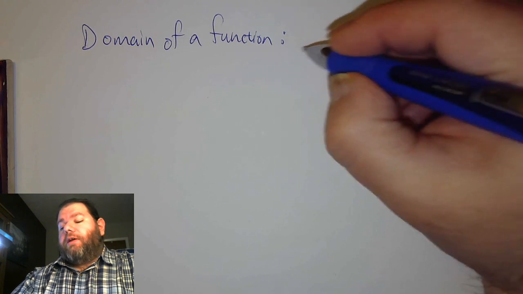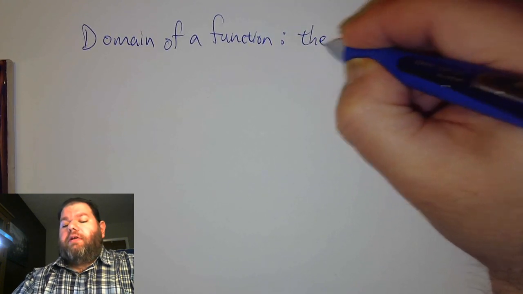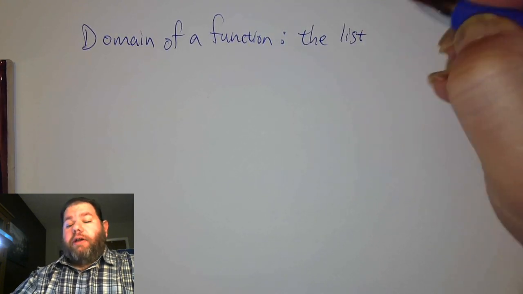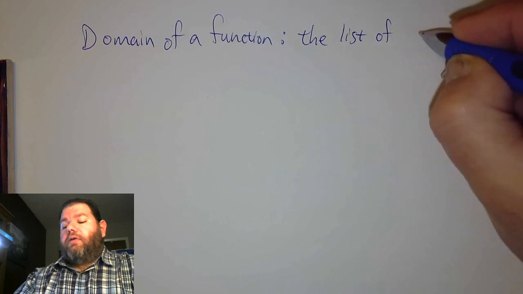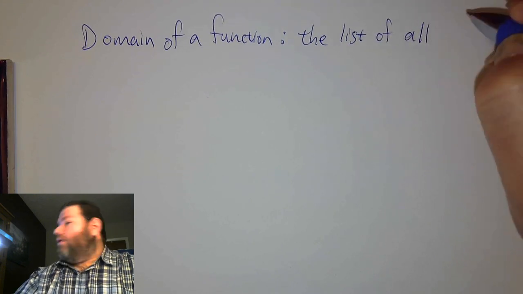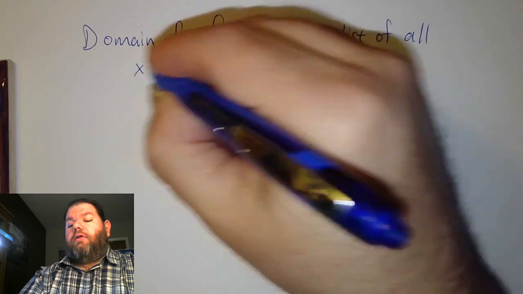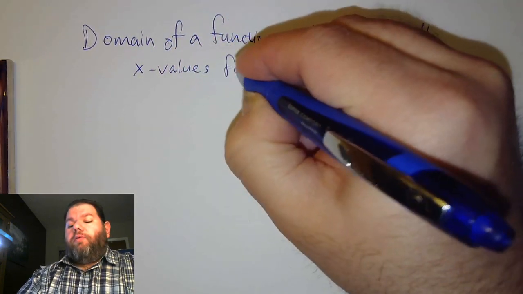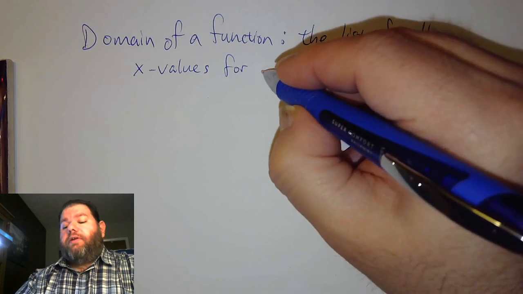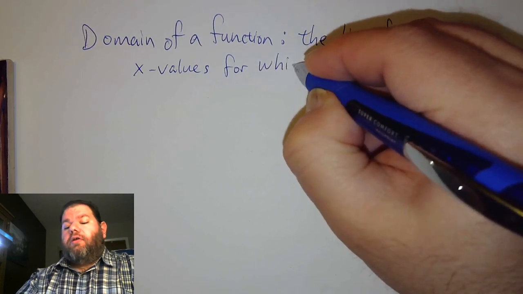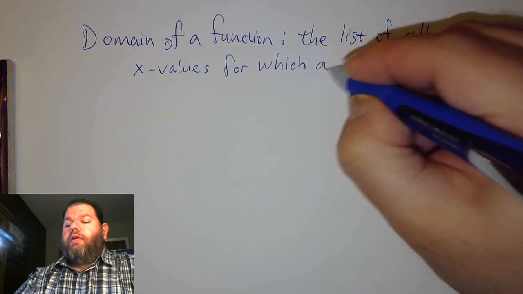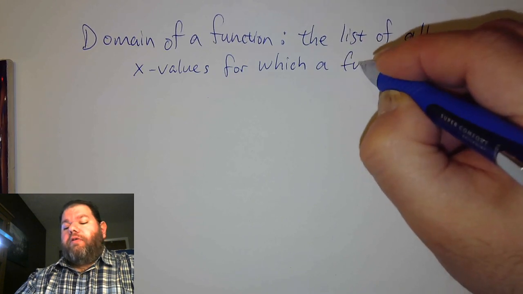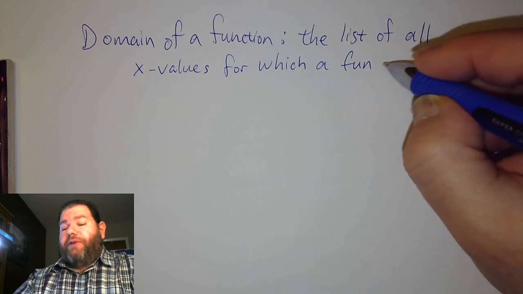So when we talk about domain, this is the list of all x values for which a function is defined. Well, I should say for which a function is real and defined.